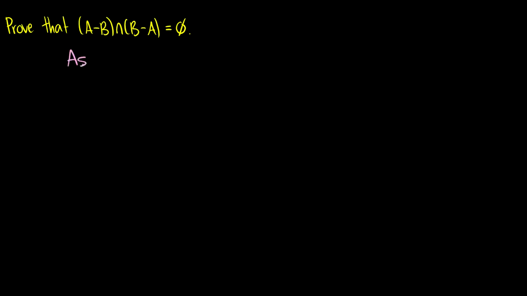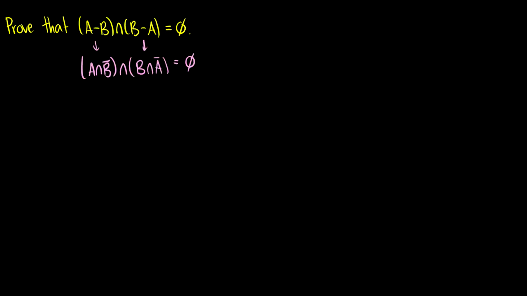So first, I'm going to do some things here. A minus B is the same thing as A intersection B bar, and B minus A is the same thing as B intersection A bar, and that's equal to the empty set. Again, we could just use some set laws here and show it very easily, but for the sake of example, we'll show it by contradiction.